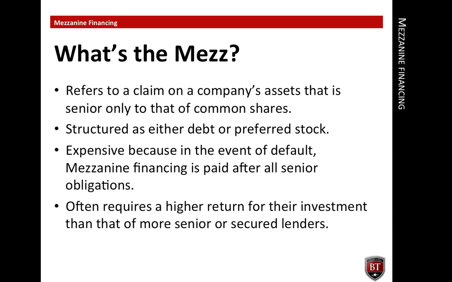PIK interest. Payable in kind interest is a periodic form of payment in which the interest payment is not paid in cash, but rather by increasing the principal amount by the amount of the interest. For example, a $100 million bond with an 8% PIK interest rate will have a balance of $108 million at the end of the period, but will not pay any cash interest.